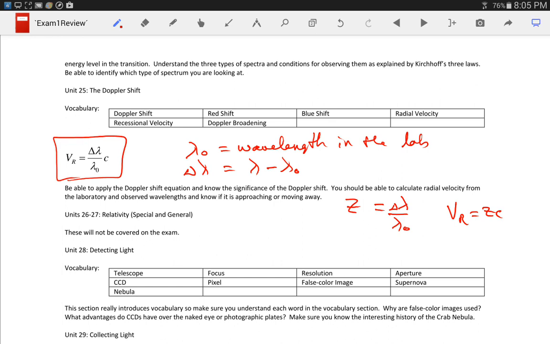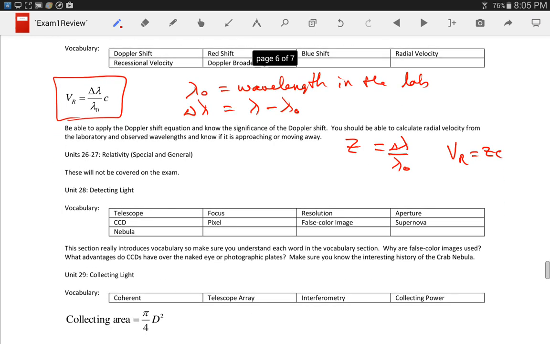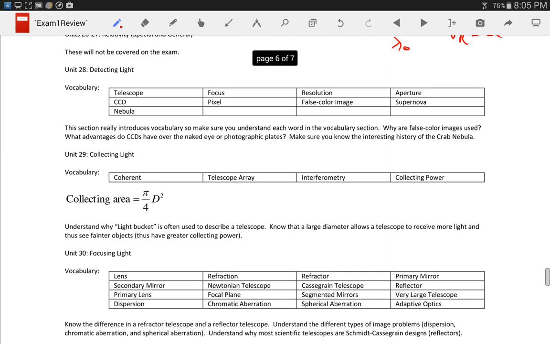Big sigh of relief. Okay, the detecting of light for telescopes, it's important to keep in mind what's the most important aspect if you're going to buy a telescope for your home use? The diameter. Bigger is better. The bigger the diameter, the more light it will collect, the fainter things you'll be able to see.